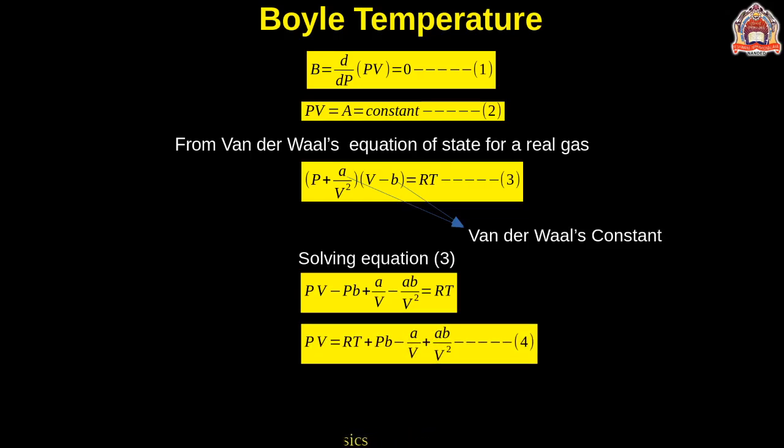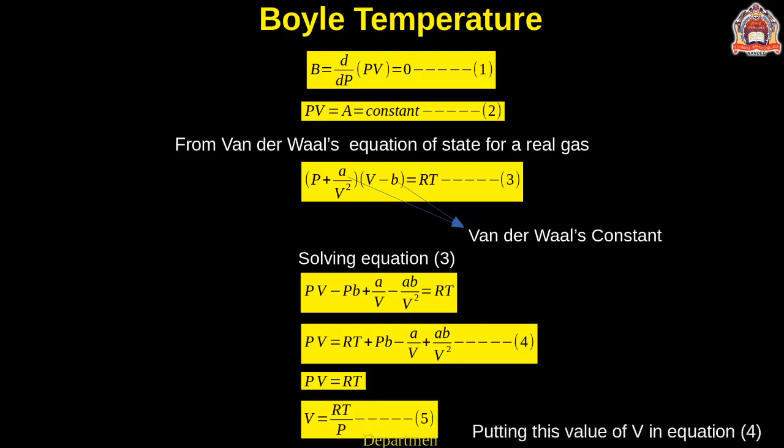PV is equal to RT plus PB minus A by V plus AB by V square. Let us rearrange this equation. So PV is equal to RT... we can approximately write this equation, that is V is equal to RT by P. Putting this value of V in equation 4, we get PV is equal to RT plus PB minus A by RT into P plus AB by R square T square P square.